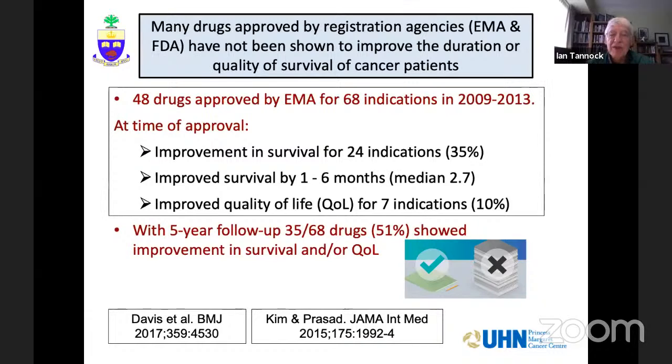And even with 5-year follow-up, only half of the drugs which have been approved for cancer have actually been shown to improve either survival or quality of life. So we have a lot of drugs of very questionable benefit.